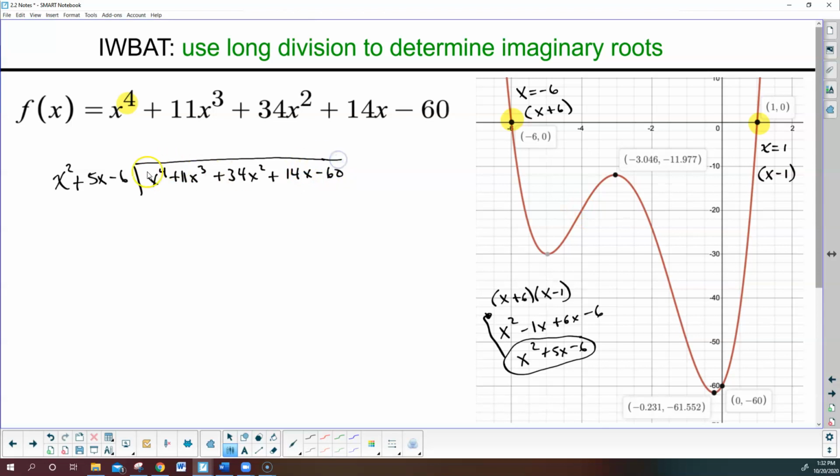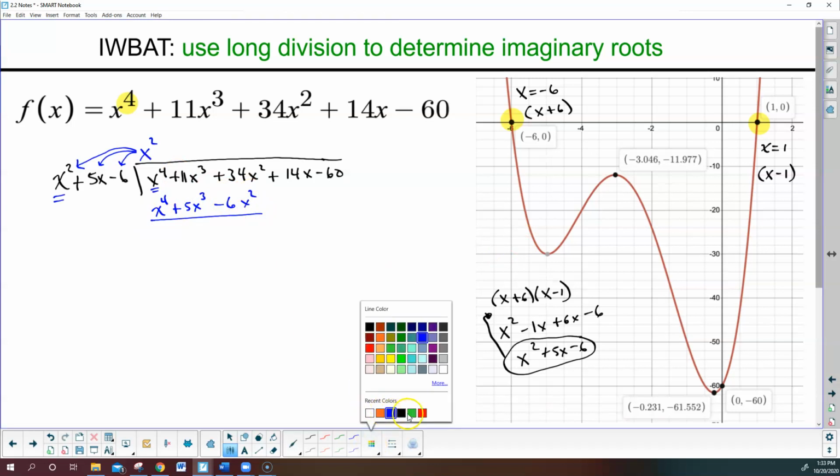So just what we did yesterday, we're going to go ahead and do long division. I want to take this x squared and make it look like the starting x to the fourth. So what do I have to multiply x squared by to make it look exactly like this? I got to multiply it by another x squared. That'll give me x to the fourth. And then everything else has to be multiplied by that same x squared.